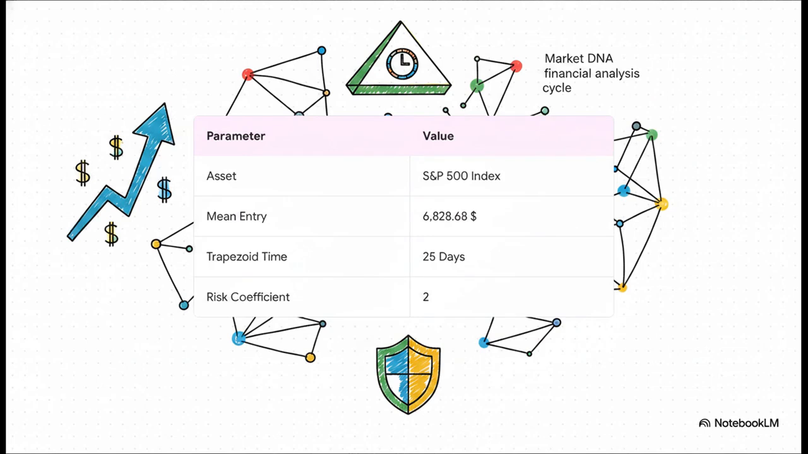Here's the core of that plan. The asset is the S&P 500 index. The target entry price was set at 6,828.68. The trapezoid time, which is the planned duration for the cycle, was 25 days, and a risk coefficient of 2 was used in the calculations.